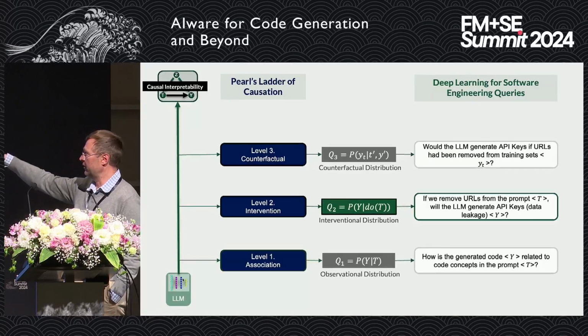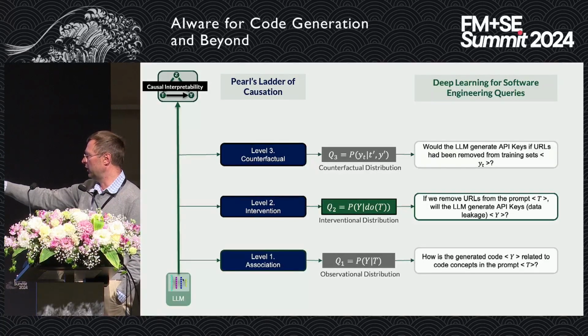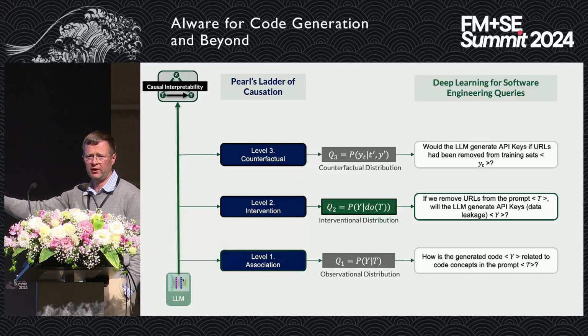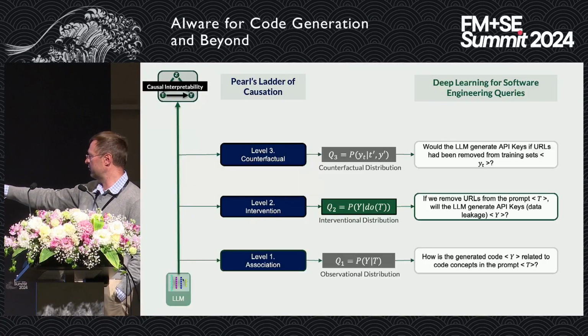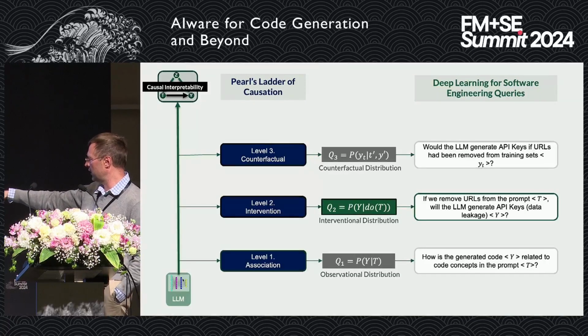So if you look into Pearl's ladder of causation, we have level 1, which is based on observational distributions, and this is what we've been doing in software engineering research for a very long time, right? We've been computing all these correlations. Like in this case, we could answer questions like, how is a generated code Y related to code concepts in prompt T? These are the kinds of questions that we can answer using these observational distributions.